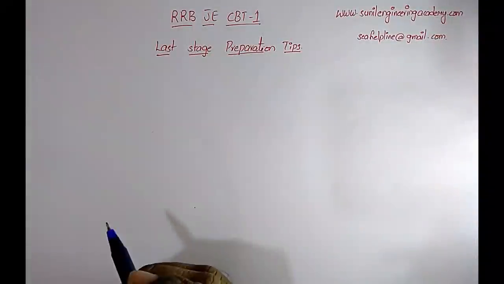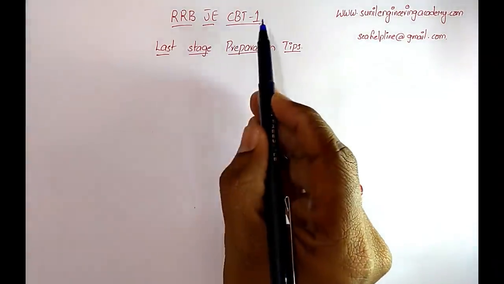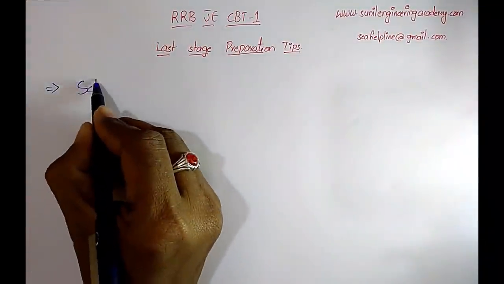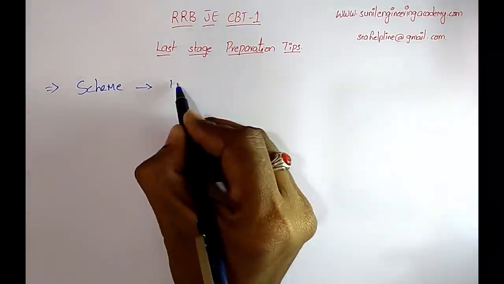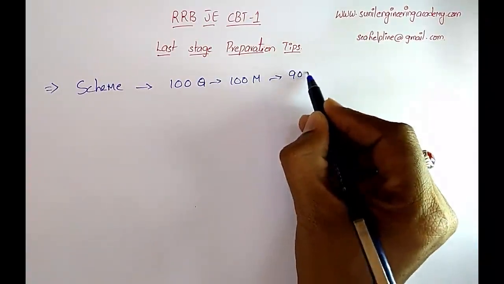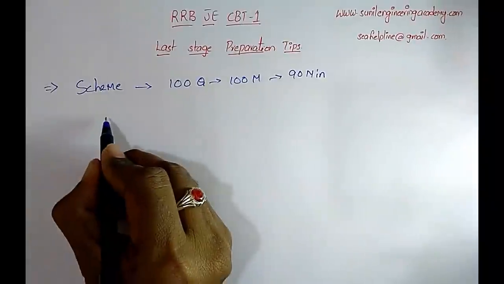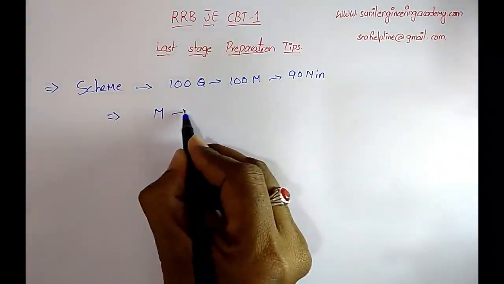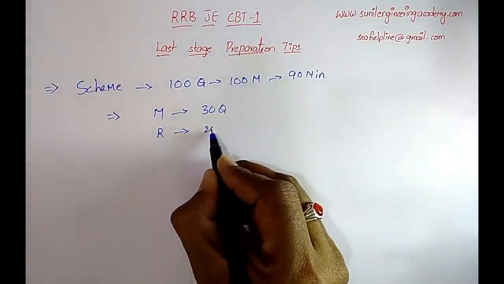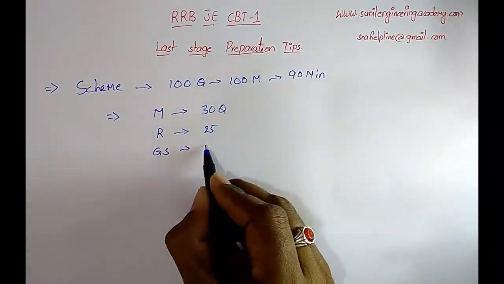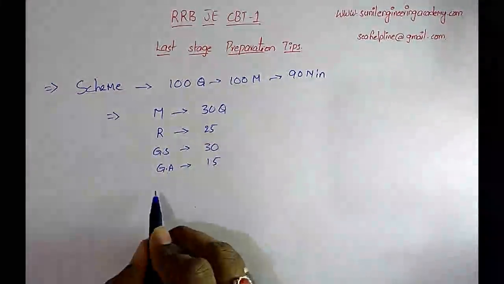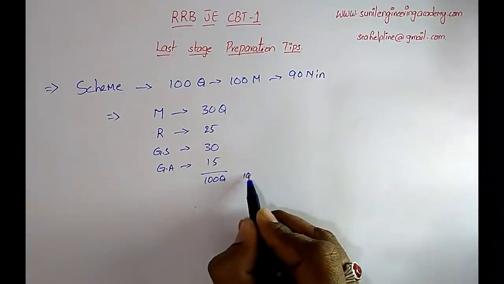Okay. Now, I want to discuss RRB JE CBT1 last stage preparation tips. We know the scheme of examination: 100 questions, 100 marks, and the time given is 90 minutes. And we have 4 sections. Math section, 30 questions, reasoning and general intelligence, 25 questions, general science, 30 questions, and general awareness, 15. Okay, so total 100 questions, 100 marks.